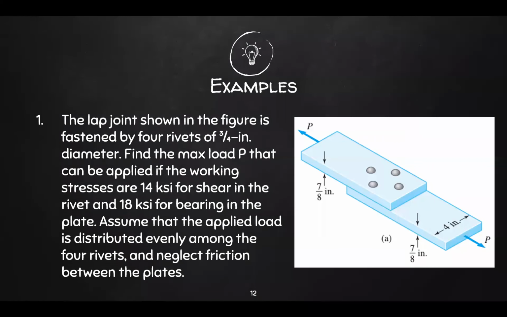Example number 1, so please ready your calculator for faster solving. The lap joint shown in the figure is fastened by 4 rivets of 3/4 inch diameter. Find the max load P that can be applied if the working stresses are 14 ksi for shear in the rivet and 18 ksi for bearing in the plate. Assume that the applied load is distributed evenly among the 4 rivets and neglect friction between the plates. Let's analyze. We have a lap joint, we have 4 rivets. What we're looking for is the maximum load P given our stresses. So we're looking for P. Now the first step is to write the given.